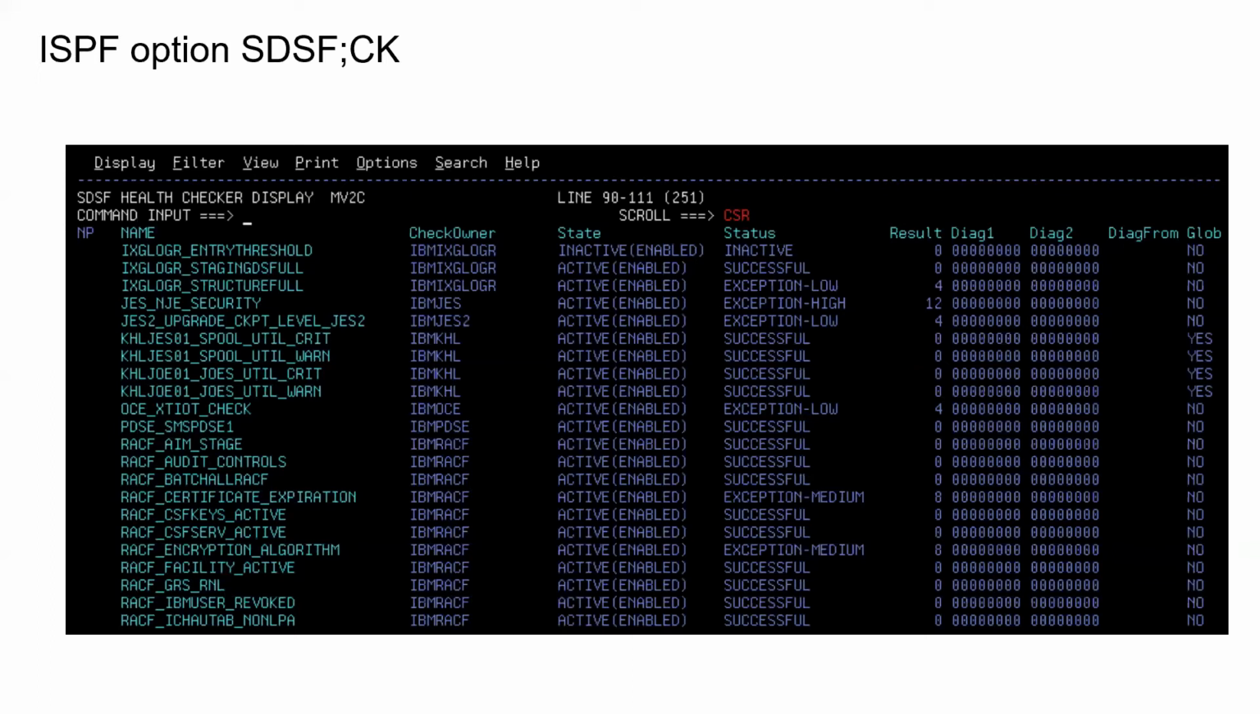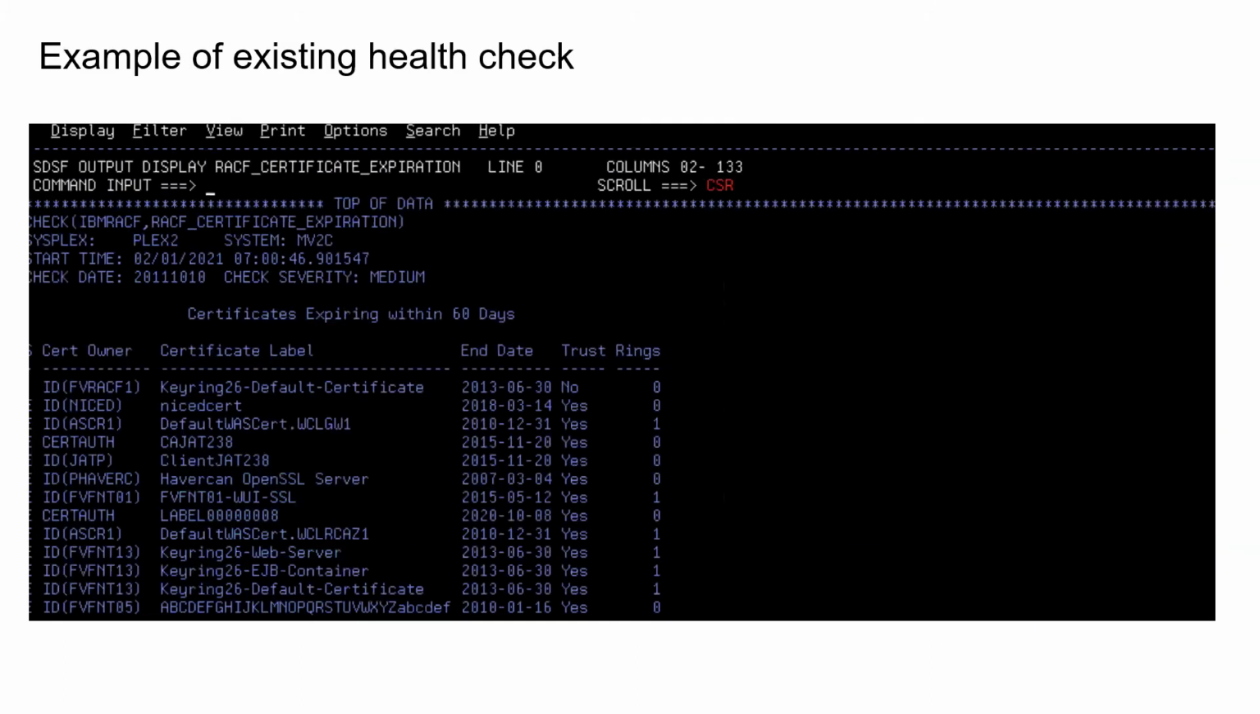If you select one of the health checks and obviously have permission to look at it, you will see more information. So I'm going to show you what happens if you type an S and press enter against the RACF certificate expiration. This is quite a useful health check because it tells you when certificates are about to expire or have expired. It only obviously tells you about ones that are known to RACF, but that can be quite important because you get certain certificates, server certificates, in RACF. If they expire, that can take your region down.